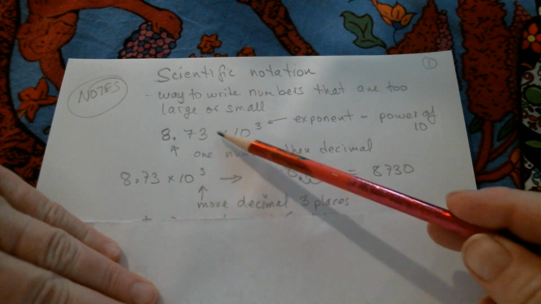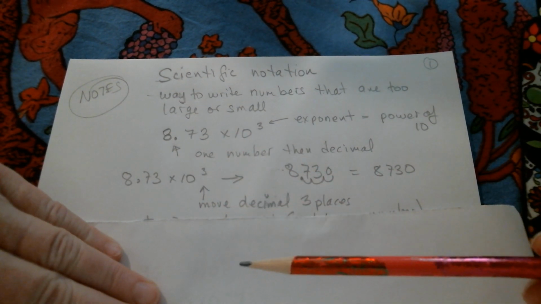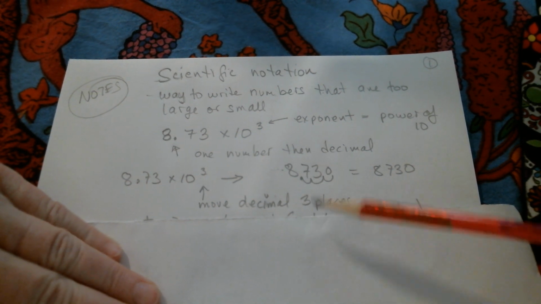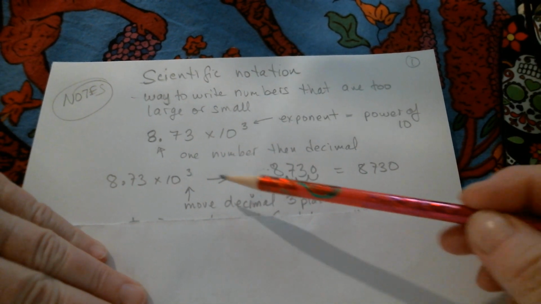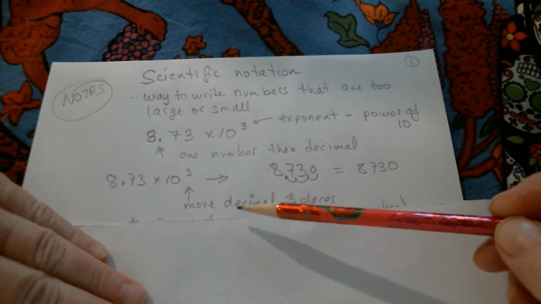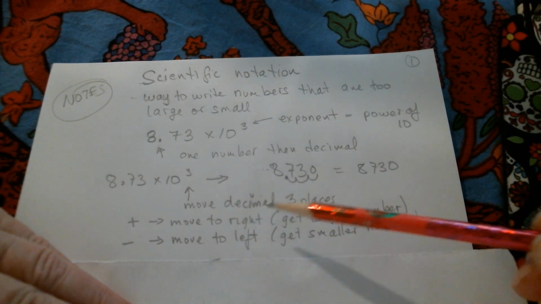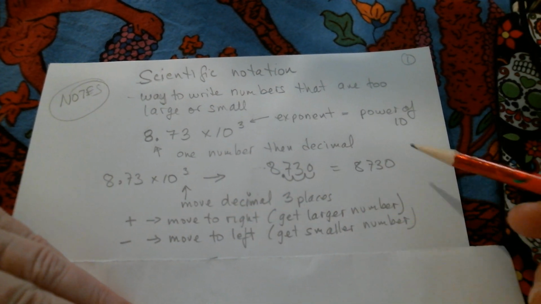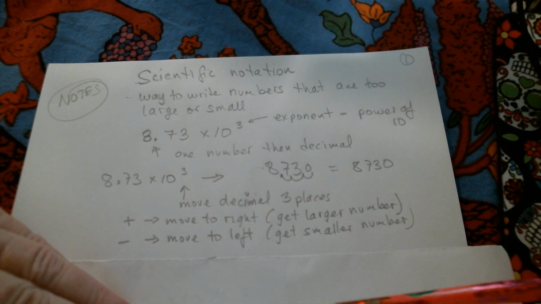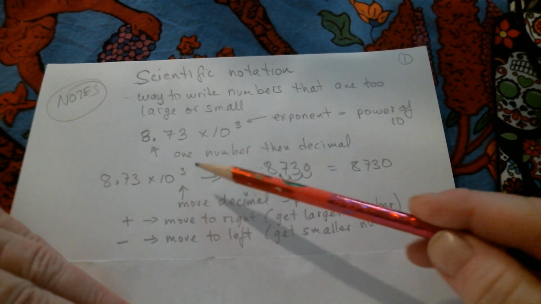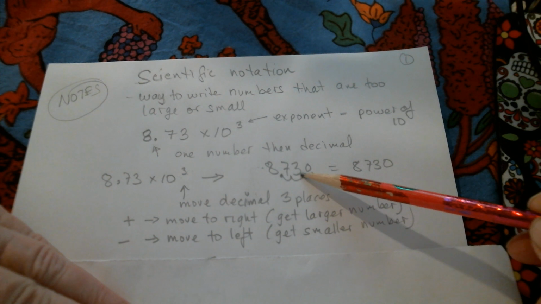Okay, so I have this number, and the exponent is going to tell me how many places I move the decimal. So I'm going to move it 3 places because this is a 3, and I want to move it to the right, because if it's a positive exponent, you move it to the right, so you're getting a larger number. If it's a negative exponent, then you move it to the left and you're getting a smaller number. Okay, so this is going to move to the right. So it was here. I move 1, 2, 3.